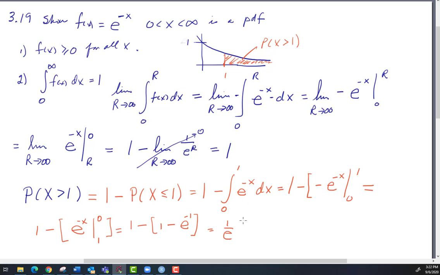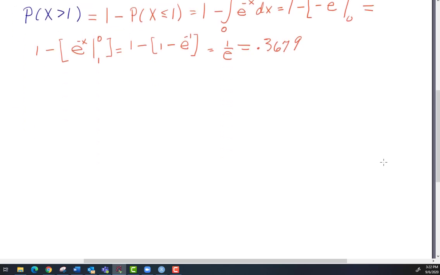For reference only, that's exact, and this is approximate: 0.3679, because e is a transcendental number. It's irrational as well as transcendental, a non-terminating decimal, and I'm estimating here to just a few decimal positions. All right, well, we're here to work problems, and so let's work another problem.